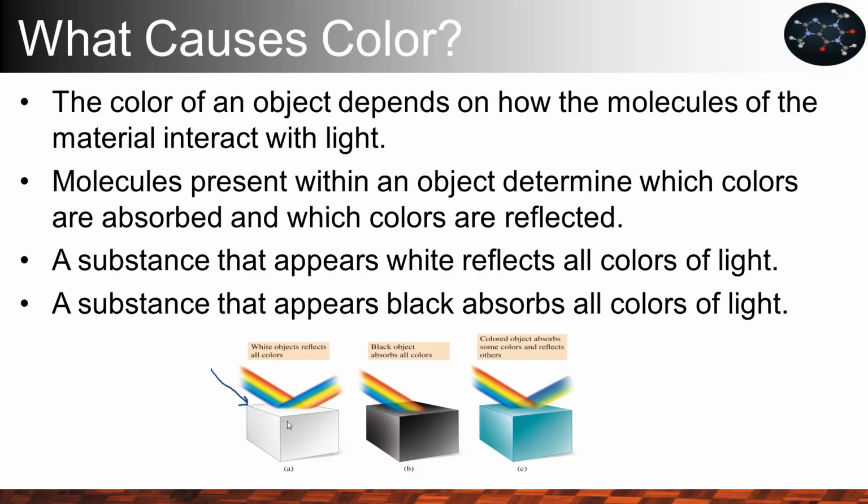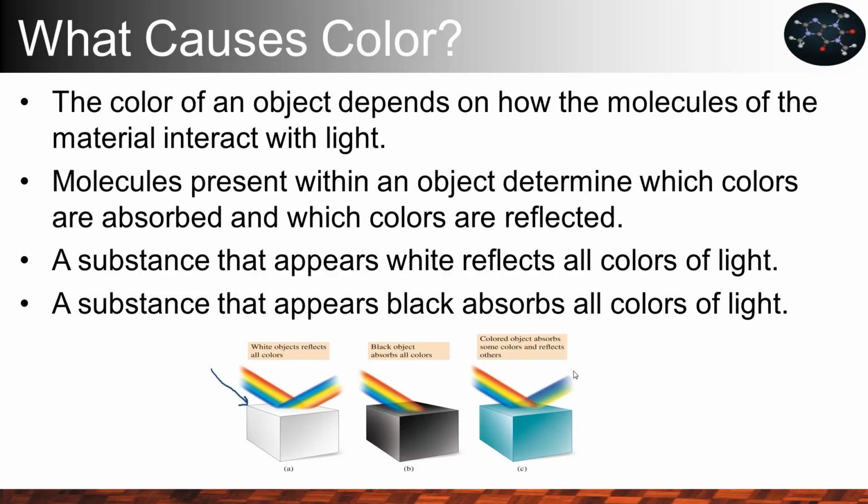So if the object looks white, it's because all of the white light, which is a combination of all of the different visible colors of light, is hitting the object and bouncing off and reaching your eye. Now an object that is black is absorbing all of the colors of light. So when white light is incident upon that surface, the molecules within that object absorb all of the energy coming into them, and none of the light is reflected back, so our eyes don't pick up any light of any of the visible colors.